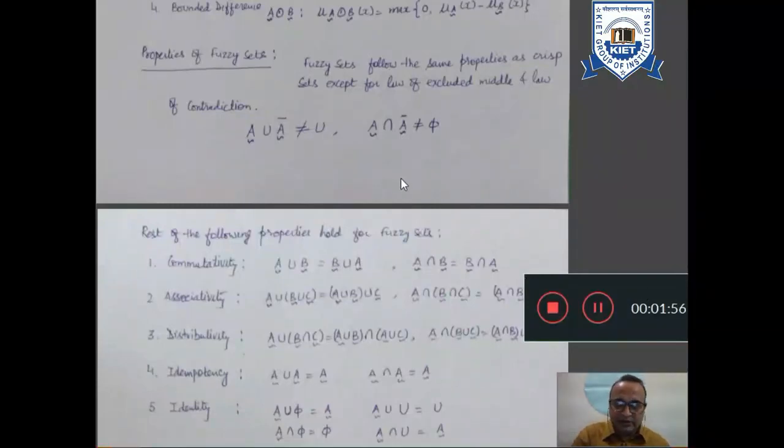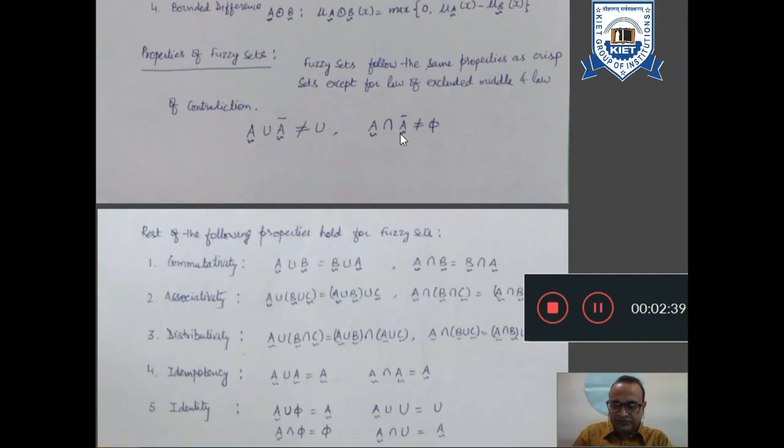Similarly, suppose we have a fuzzy set and its complement fuzzy set, and we simply want to make the intersection of these two sets. We will not find the null set as we were finding it in the classical set. Here in fuzzy set the situation is not like that. Here the union of two sets complementary to each other is not the universe of discourse, and the intersection of sets which are complement to each other is not the null set. This is the only property which does not exist for the fuzzy set.